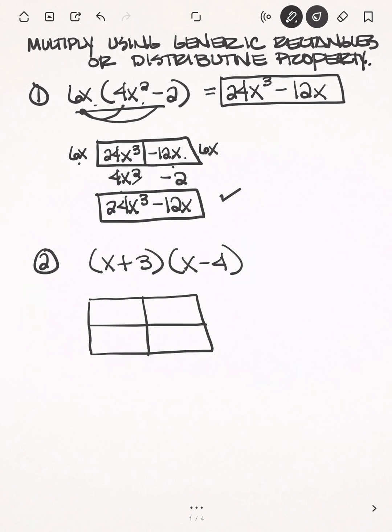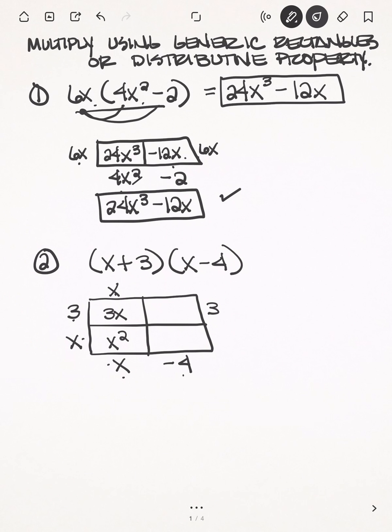So on my length, I have x plus 3. And on my width, I have x minus 4. Okay, now I want to find the area of all of the squares, or all of the rectangles. So I have length times width. I have x times x, which is x squared. I pull this x up to the top, because they're the same length. And I have x times 3 is 3x. I pull my 3 across this way.